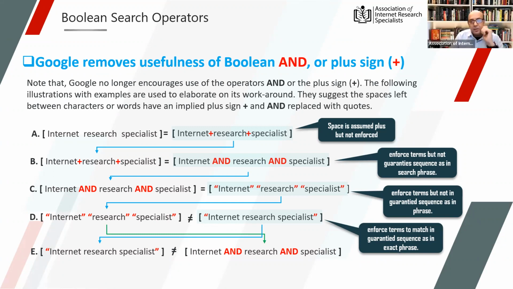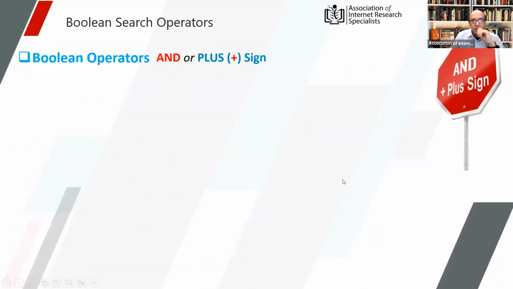And this is a classic question you'll get in the CIRS exam. It's logical, but it has a way of finding out if you've got the concept cleared up. So definitely this will be a question and you will get full marks for it. Okay, so internet research specialist is not equal to internet AND research AND specialist. So it's the same, just the reverse, just using AND. So logic in D and E is understood well and you don't need to worry about it anymore.